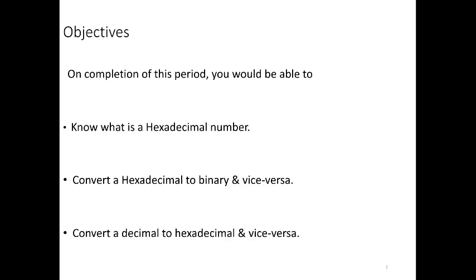So the first objective is to know what a hexadecimal number is. The second one is that we can convert a hexadecimal to a binary number and binary to hexa. Then how to convert a decimal to hexa and hexadecimal to decimal.